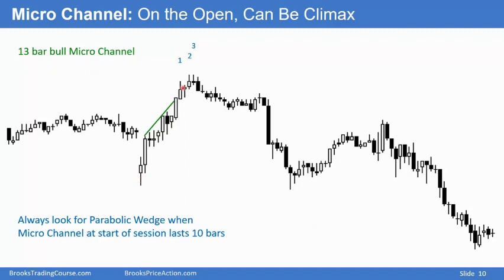13 bars up without a pullback. That alone, a 13-bar bull micro channel alone, is a type of a climax because it's unsustainable, and anything that's unsustainable is a climax. And then we have consecutive buy climaxes, a pair of bull bars, big bull bar closing on its high, a pair of bull bars, this one closing on its high, and then another attempt. Climactic behavior.